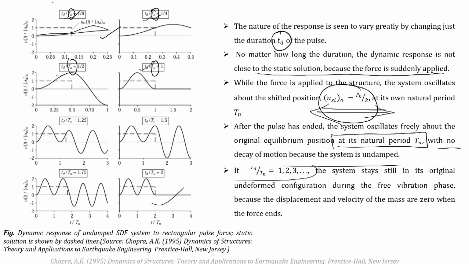If this ratio, td by Tn, is a multiple of 1 to 3, the system stays still in its original undeformed configuration during the free vibration phase, because the displacement and the velocity of the mass are 0 when the force ends.